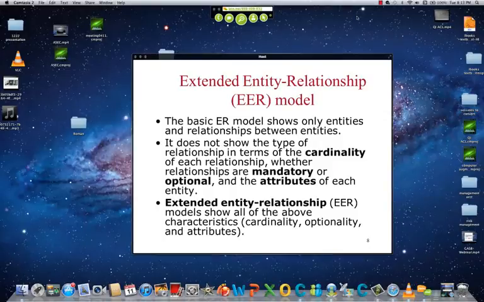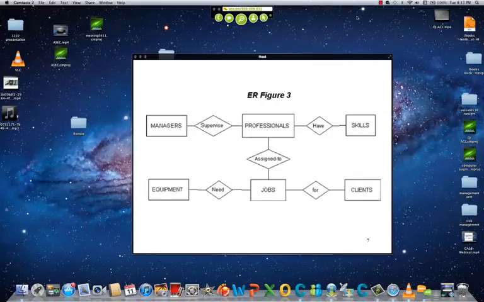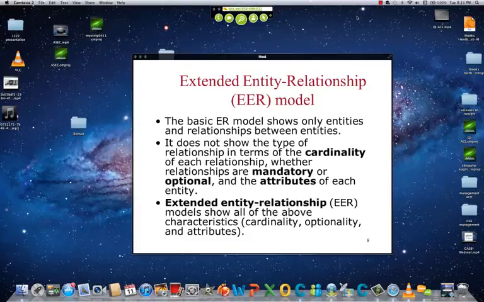This is something very simple. It tells us something, but it doesn't tell us everything, okay? So we actually need more in our modeling. So we need to expand this ER diagram with more information, okay? We need to add more things to it. So therefore, we have something called extended entity relationship model, called EER, okay?